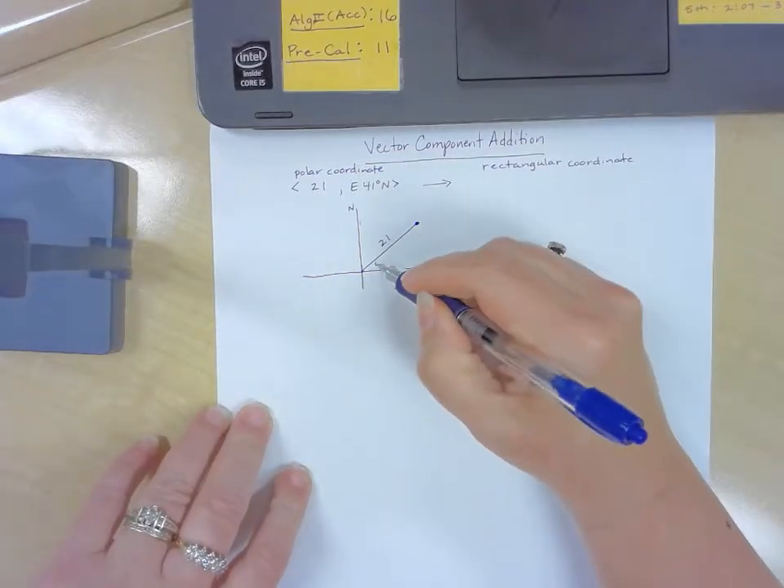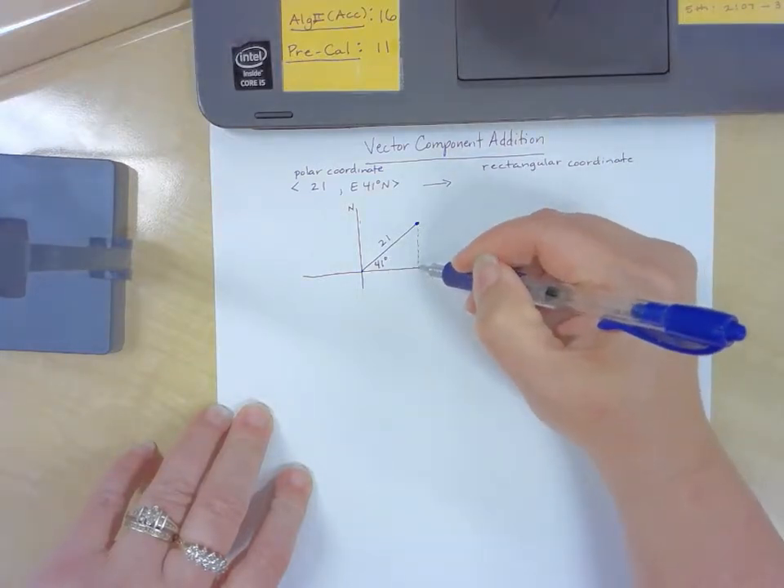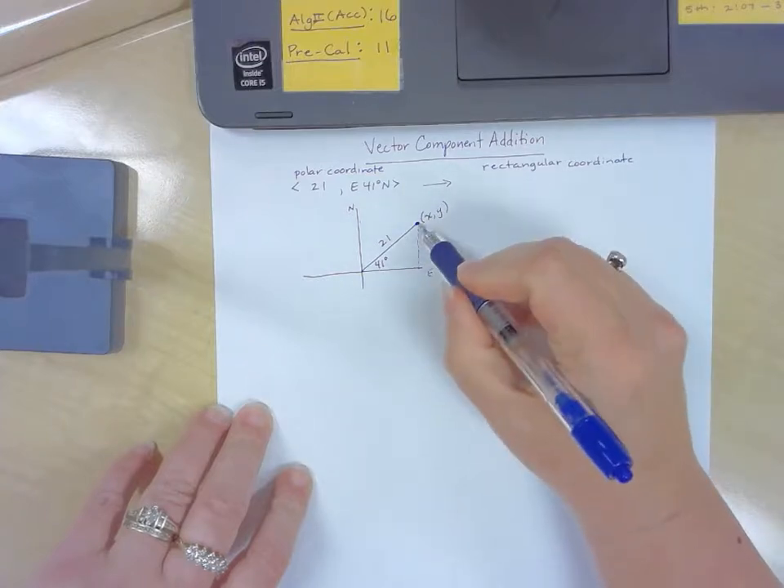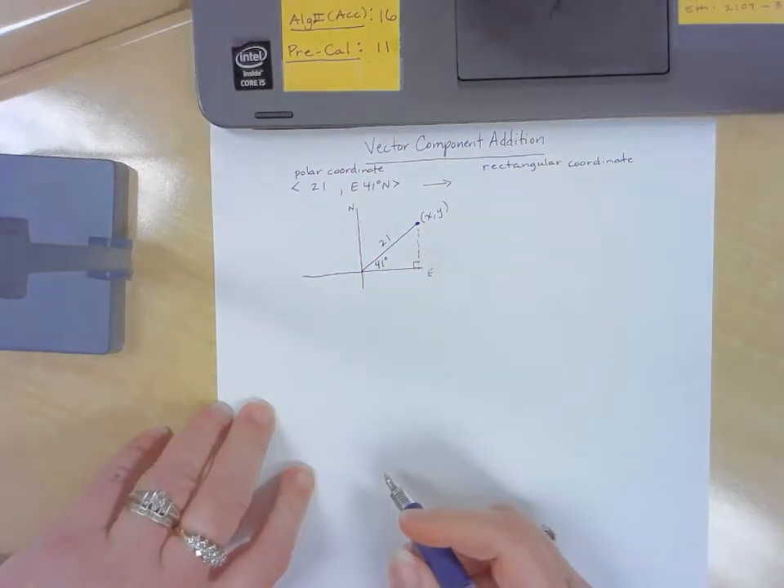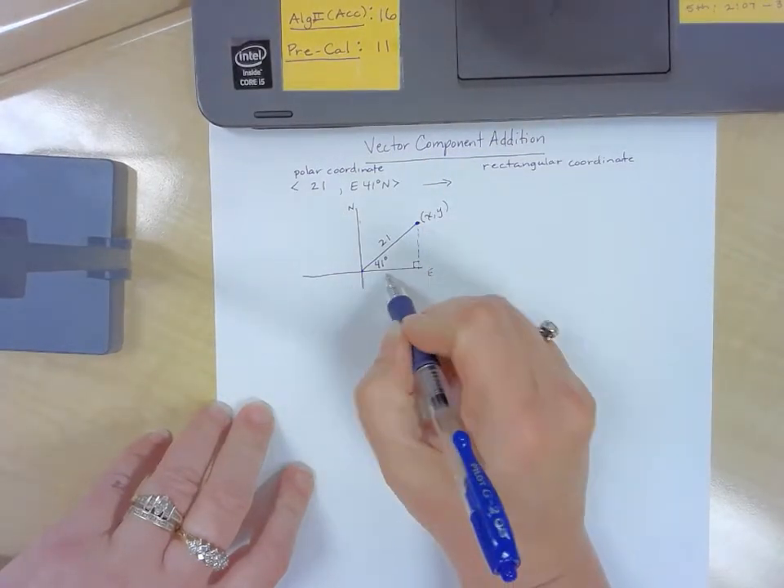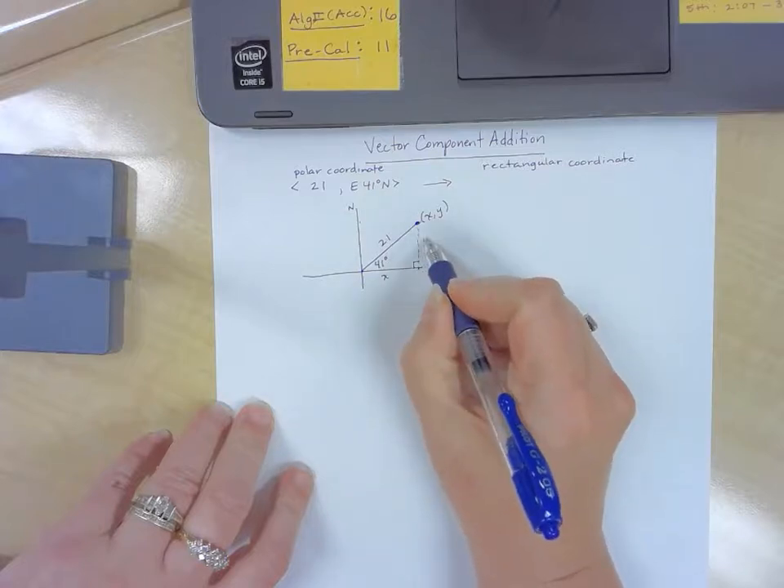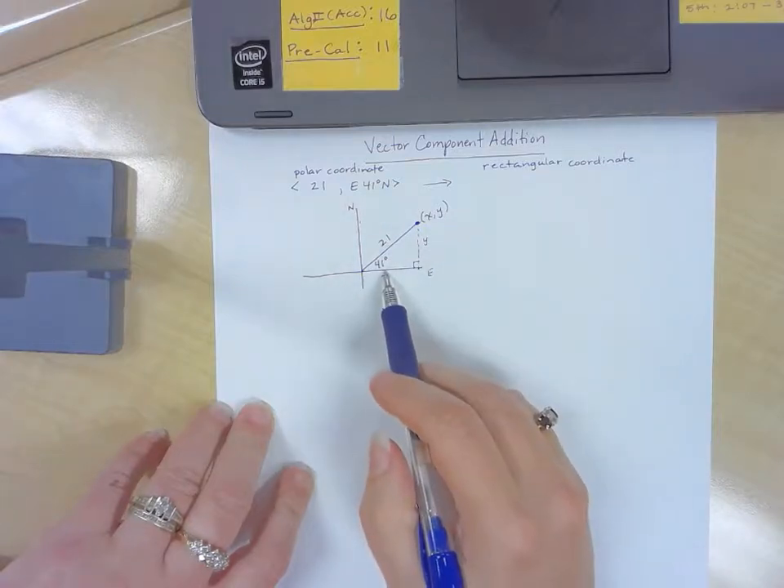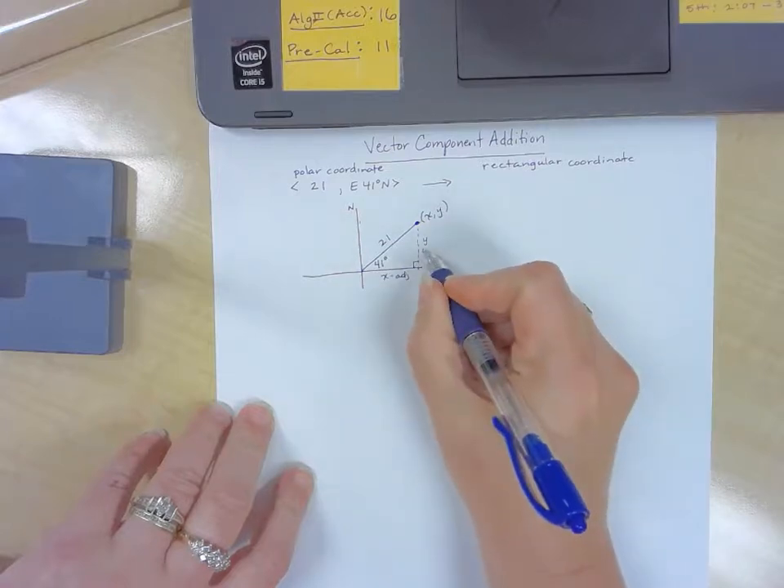This angle, 41 degrees. We're going to find the x and y coordinate of that endpoint of that vector. So I'm going to drop this perpendicular to the x-axis and form a right triangle. The x-coordinate is how far over that coordinate is, and the y-coordinate is how far up that is. If we go back to right triangle trig, this is the adjacent side to this angle. This is the opposite side to this angle.